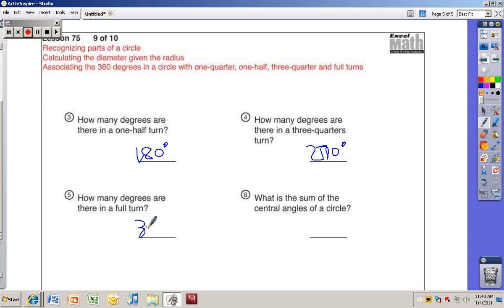360. And what is the sum of the central angles of a circle? In other words, we have a circle and we add up all the angles in the middle. We add all these angles together. What are you going to get? 360. It's the same as this one. Because, look, it doesn't matter how you slice it up. It's still going to be 360 all the way around when you add all those angles together.